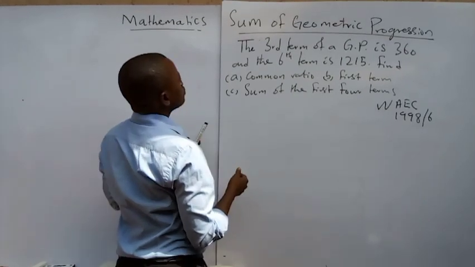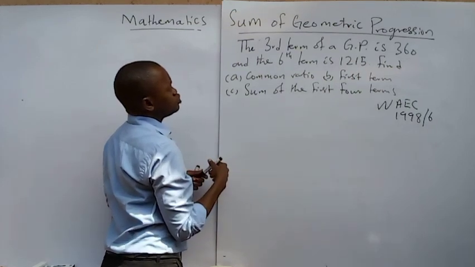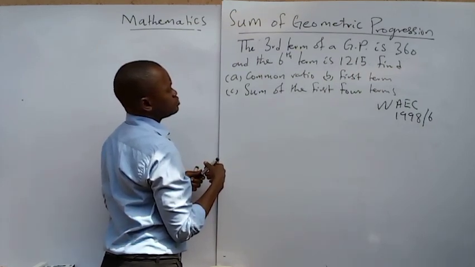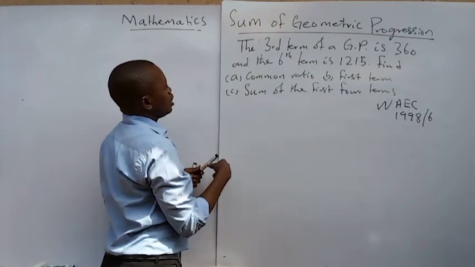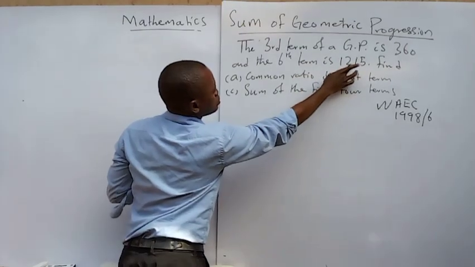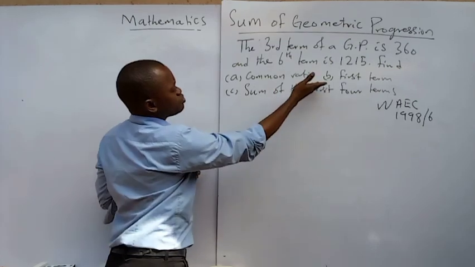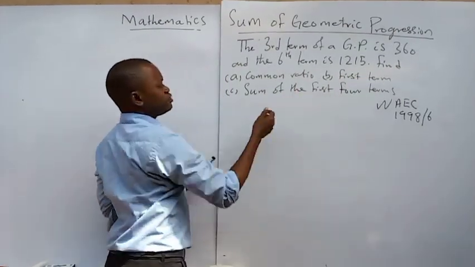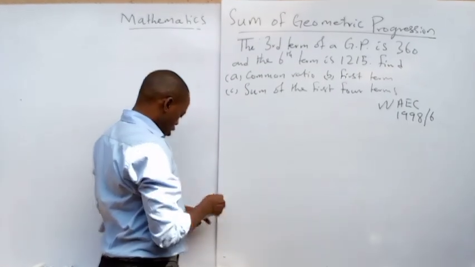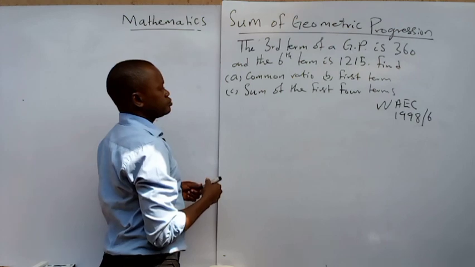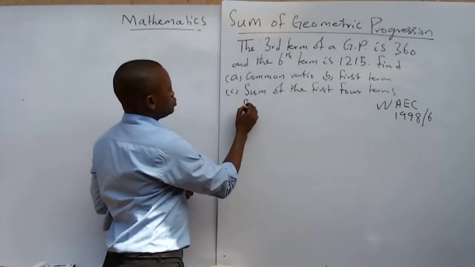So the question says, the third term of a geometric progression is 360, and the sixth term is 1215. Find the common ratio, the first term, and the sum of the first four terms. So this is what we are going to do right away as quickly as possible. So here we go, solution.